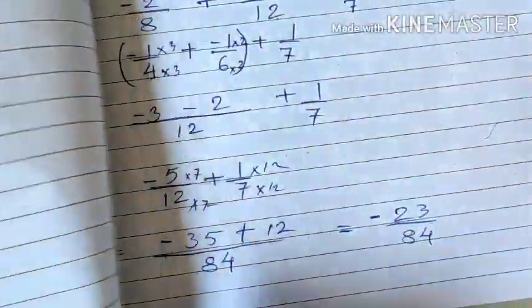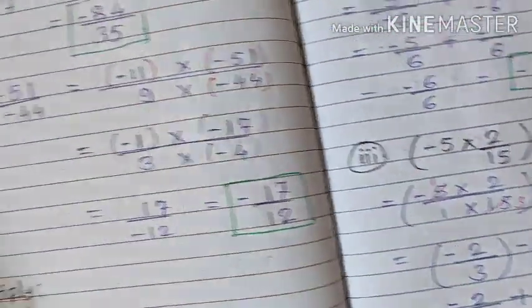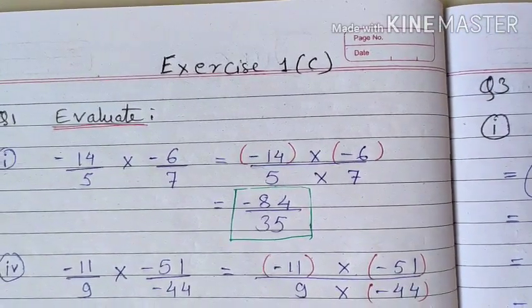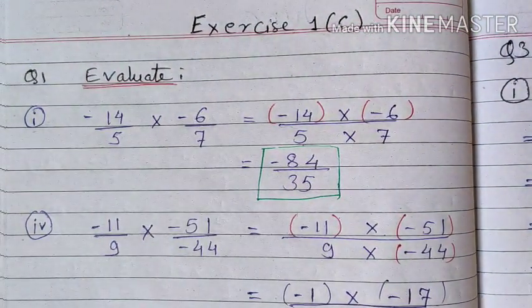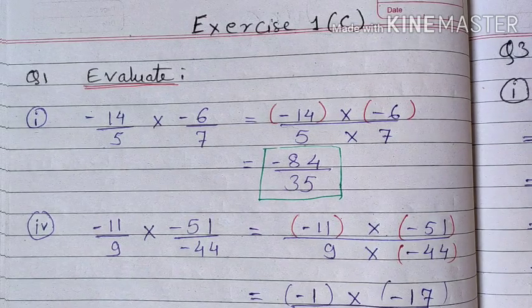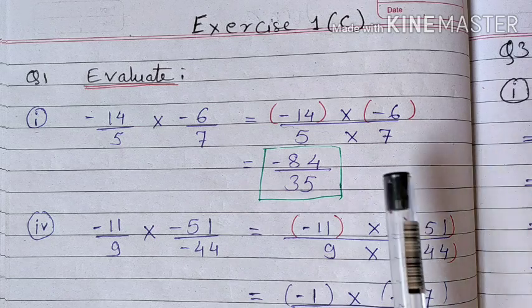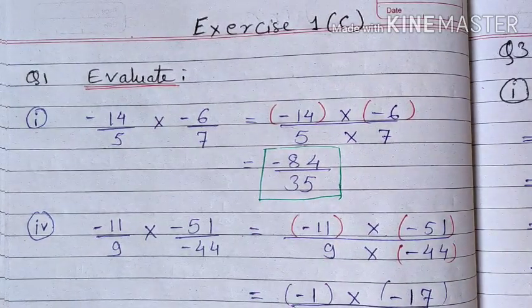Next thing that we are going to learn is we are starting with exercise 1C from our textbook, exercise 1C. Okay. The first question is: evaluate minus 14 upon 5 multiplied by minus 6 upon 7.